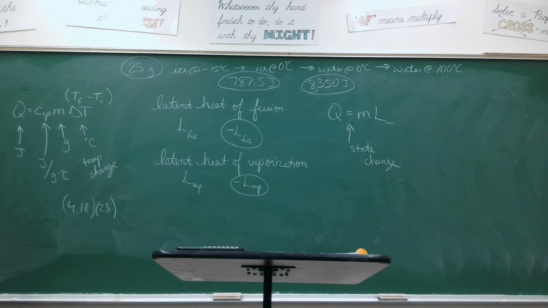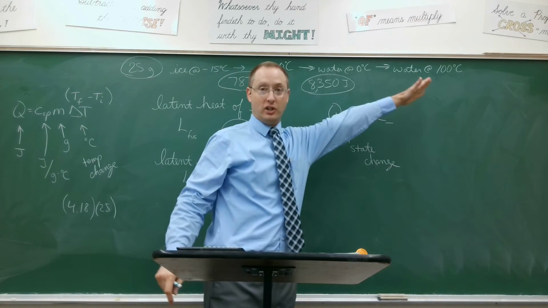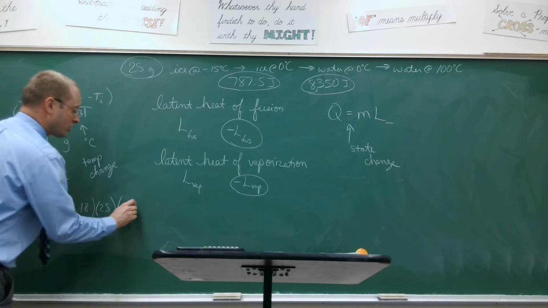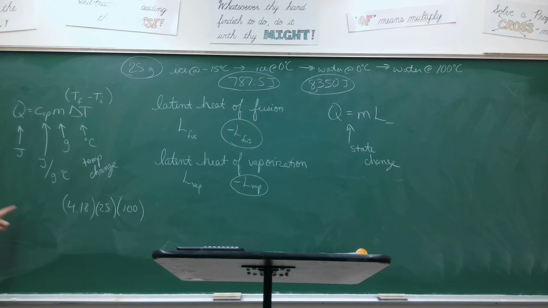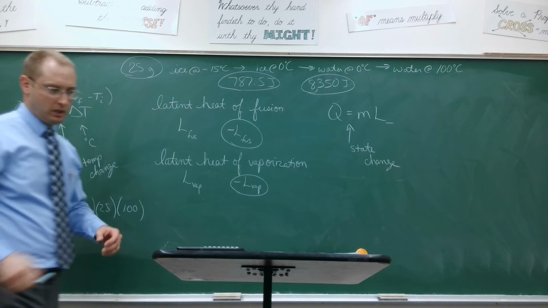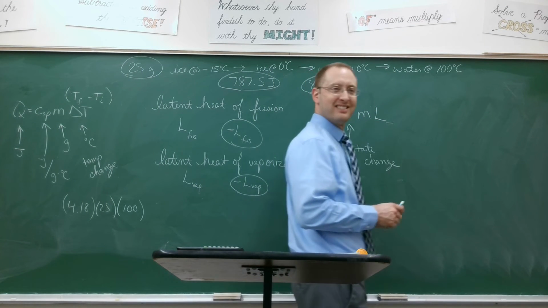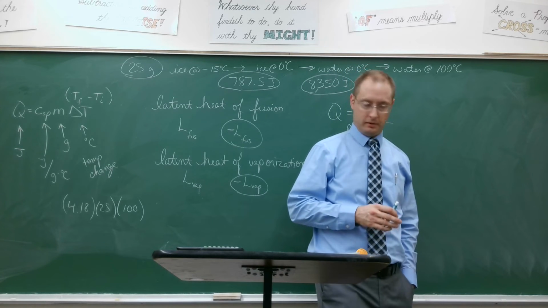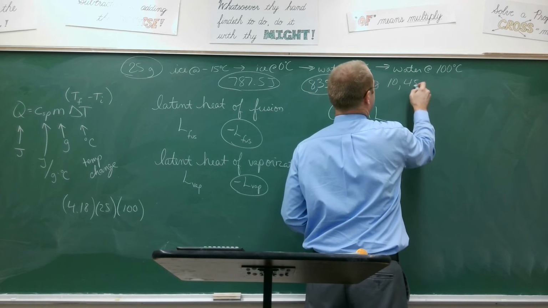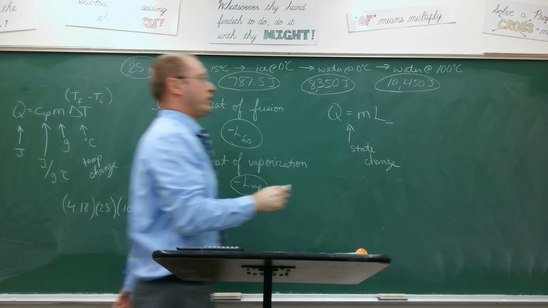And we need to raise the temperature how much? From 0 to 100, that's a change of 100 degrees, right? 100 degrees Celsius increase in temperature. Let's multiply these three numbers together and see how much heat it takes to get water at the melting point up to water at the boiling point. That's a good size number. 10,450 joules to get the water up to the boiling point.